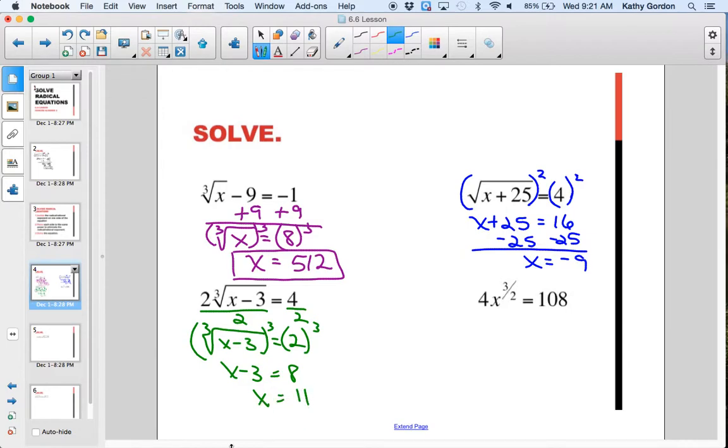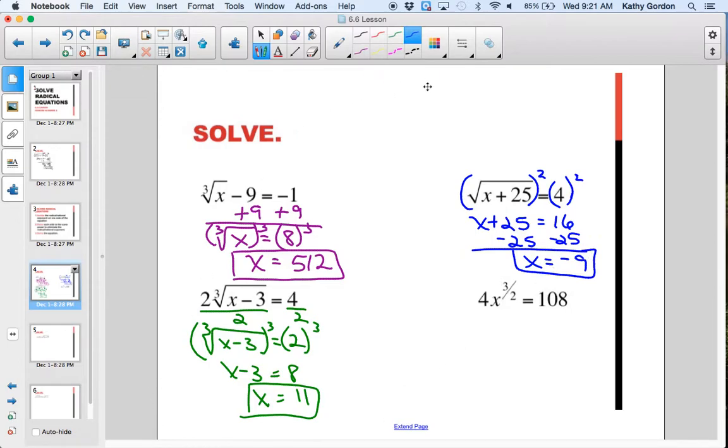Does that really work? Yes. 11 minus 3 will be 8. Cube root of 8 is 2. 2 times 2 should give me 4. So this is all good. Oh, and I forgot to box this one, that this was okay. There we go.